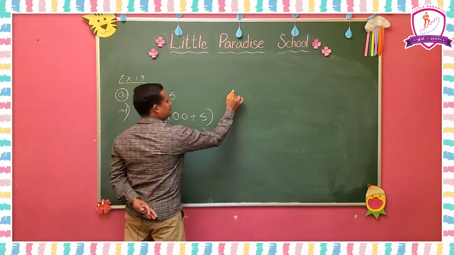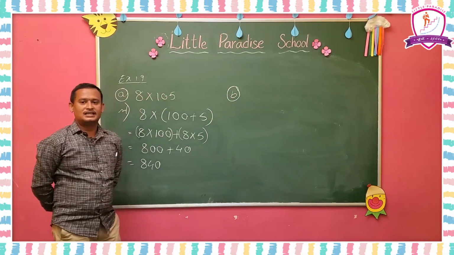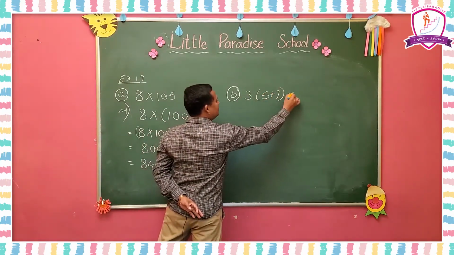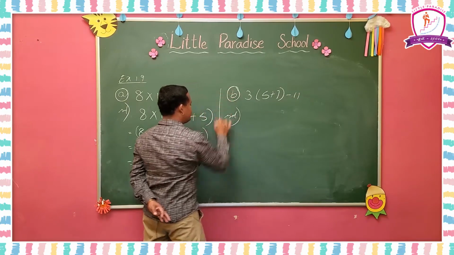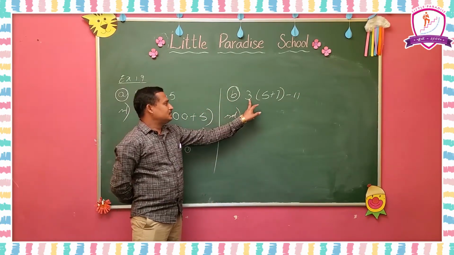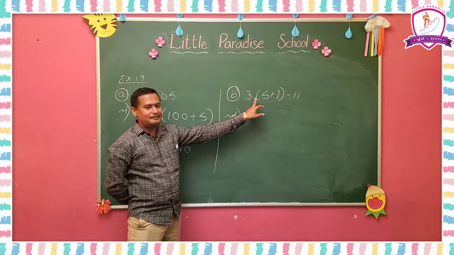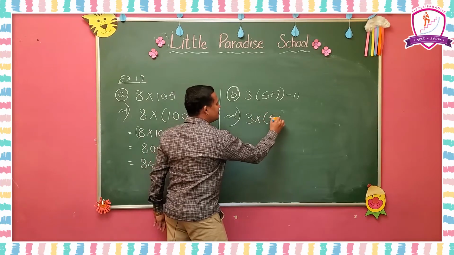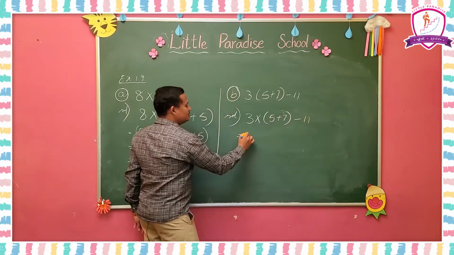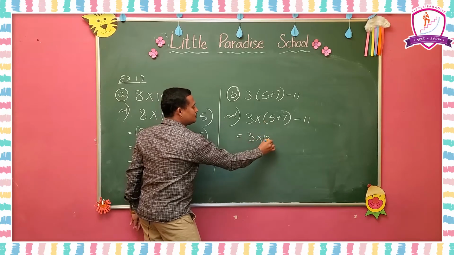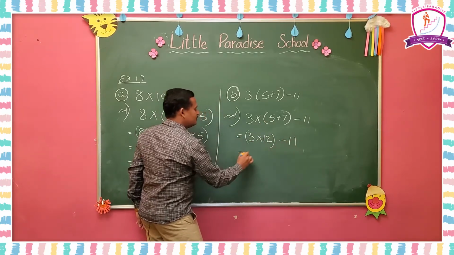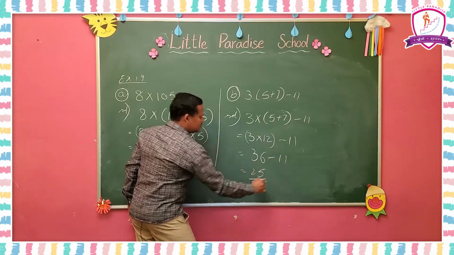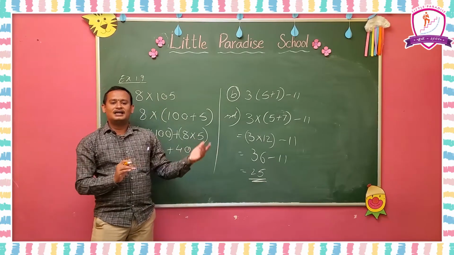And B sum I am going to explain. In example 19 B, the question is 3 (5 plus 7) minus 11. Here, 3 then bracket, there is no symbol in between 3 and the bracket, so there will be a multiplication. 3 into (5 plus 7) minus 11. So 3 into 12, 5 plus 7 is 12, and minus 11. 3 twelves are 36, minus 11, you will get 25 as the answer. Like this you have to do. Observe the remaining examples also.